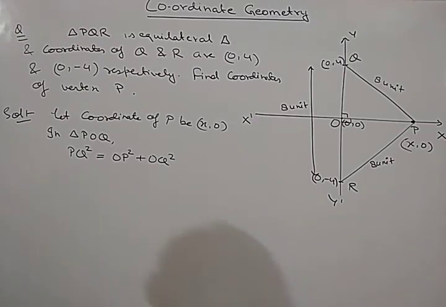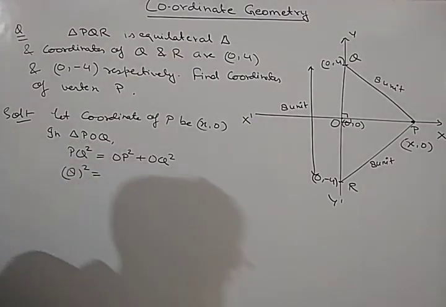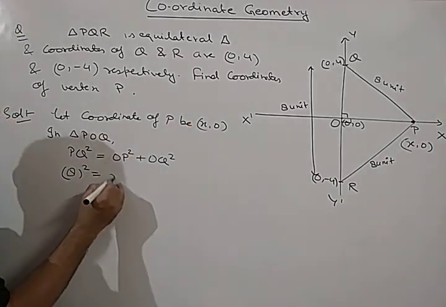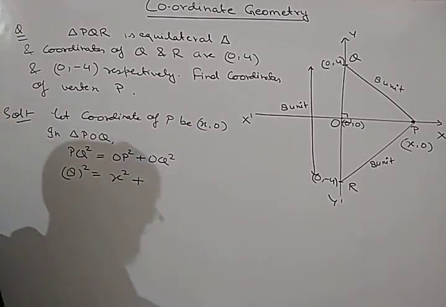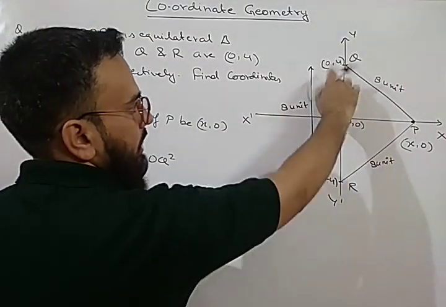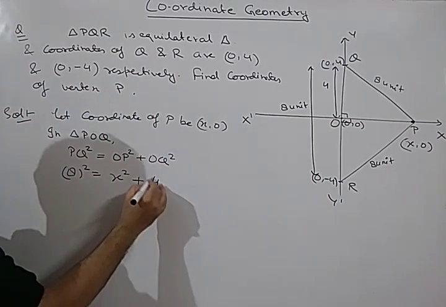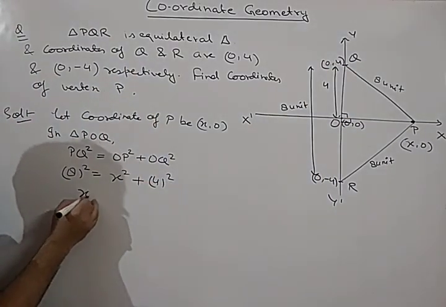Okay. Now put the value. PQ is 8. So it will be 8 square is equal to OP. OP is our x. So it will be x square plus, what is the length of OQ? This complete length is 8. And this length is only 4. So OQ is 4. So it will be 4 square. So we can find the value of x.